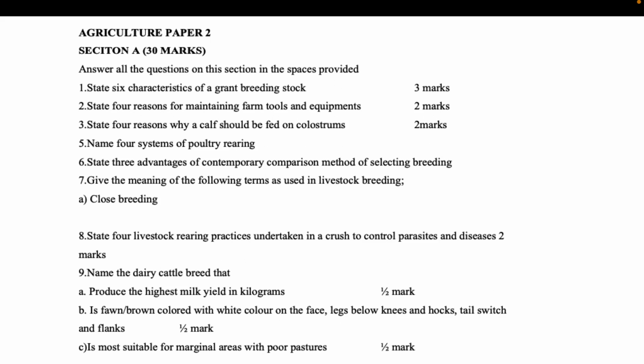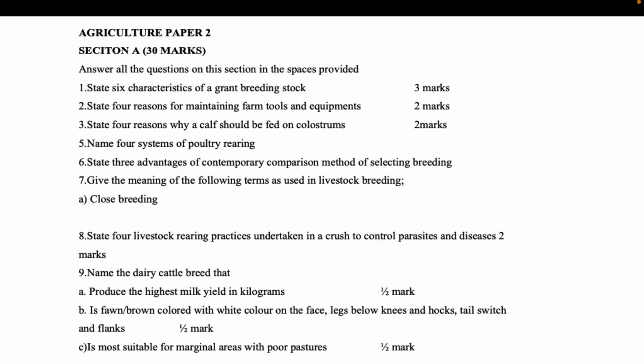7. Give the meaning of the following terms as used in livestock breeding. A. Close breeding. 8. State 4 livestock rearing practices undertaken in a crush to control parasites and diseases. 2 marks.